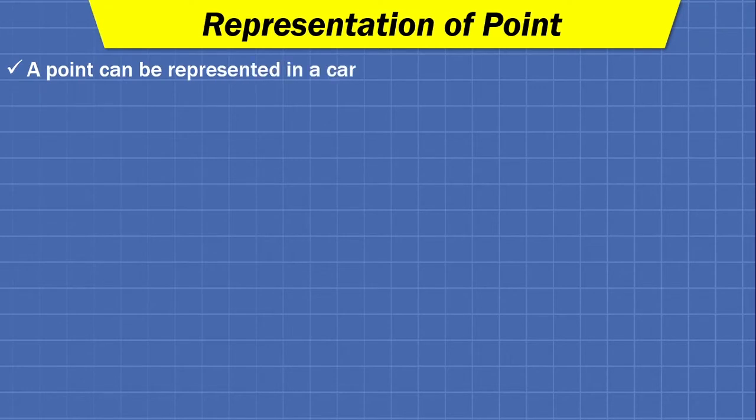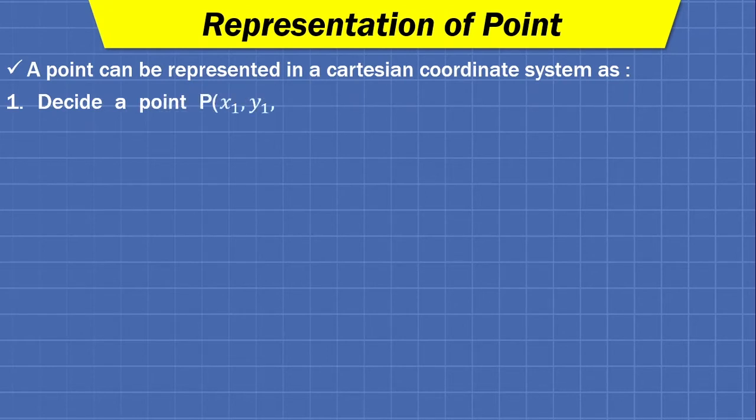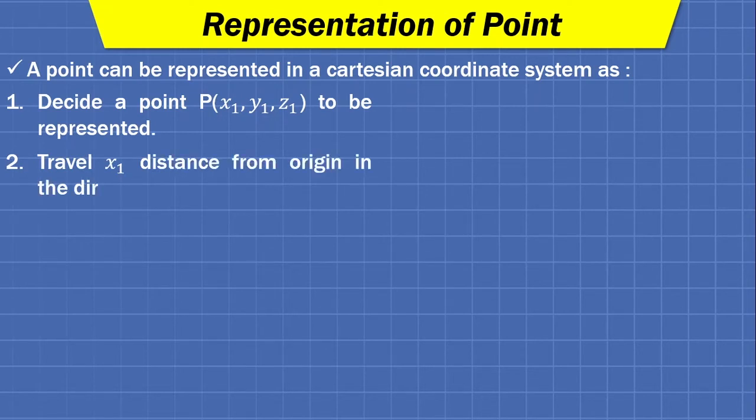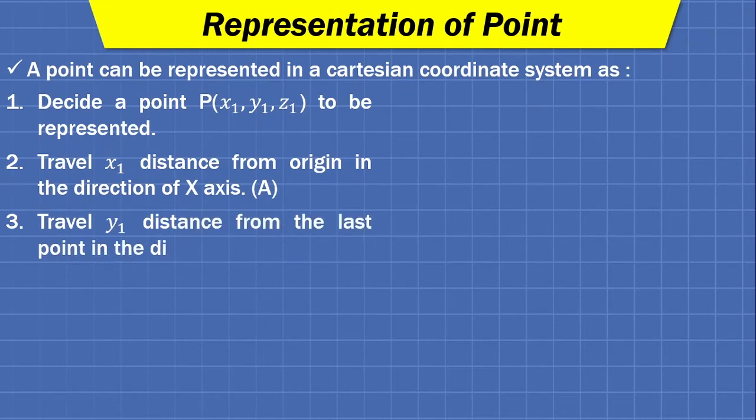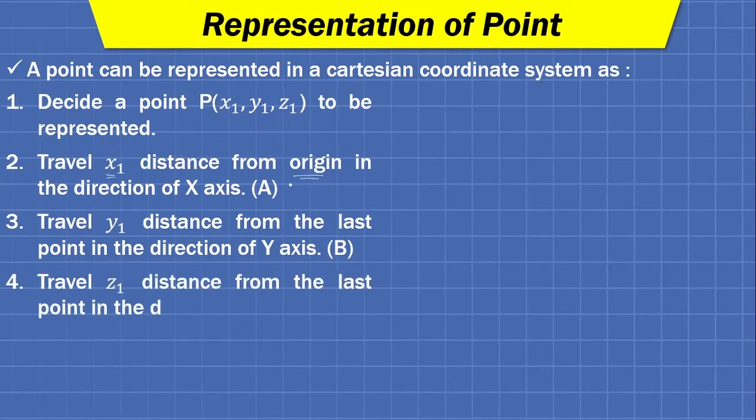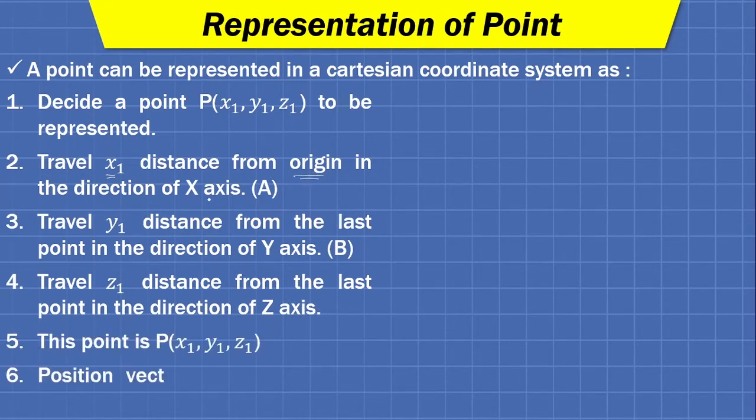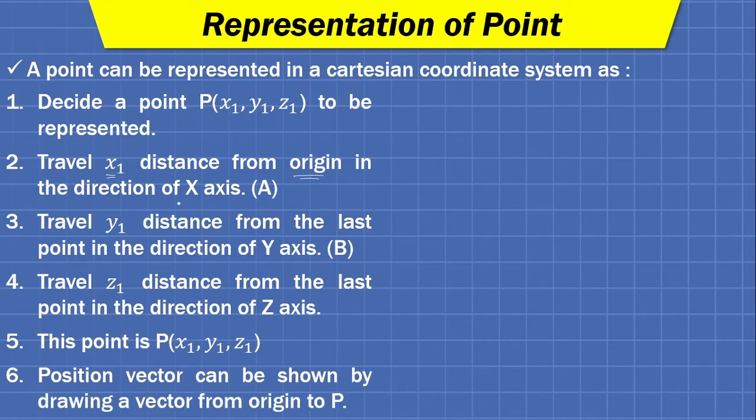So a point can be represented in the Cartesian coordinate system as follows. First we need to decide which point I want to represent. Here, for instance, I have taken some point P with x1, y1 and z1 as the x, y and z coordinates of the point. Then I will travel x1 distance from the origin. The origin is nothing but the intersection of three axes, in the direction of x, because x1 is the x coordinate of point P. Traveling in such a way, wherever I reach, I have given that point the name A.